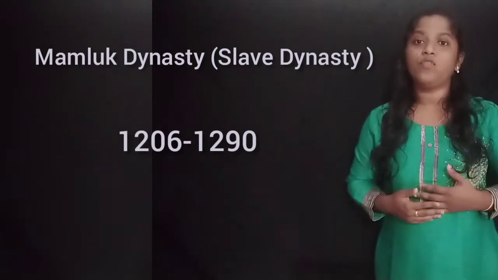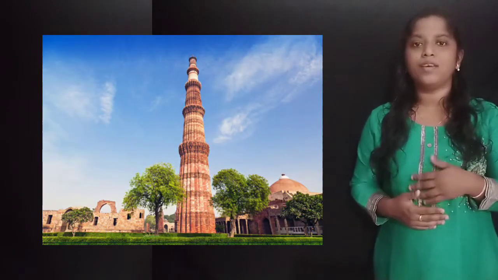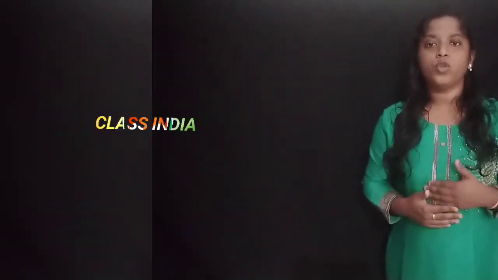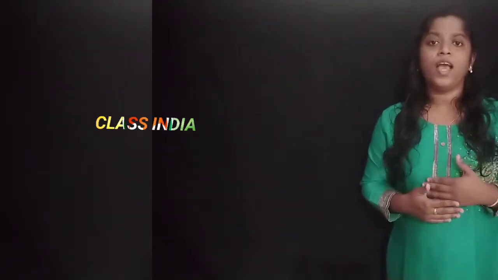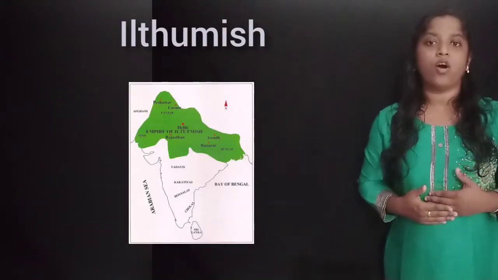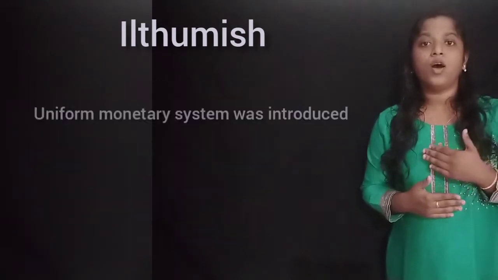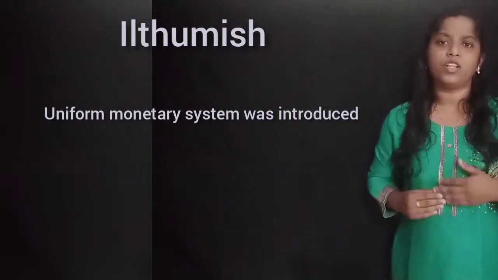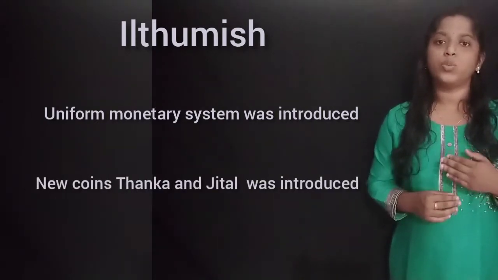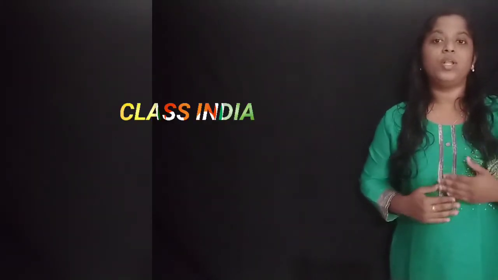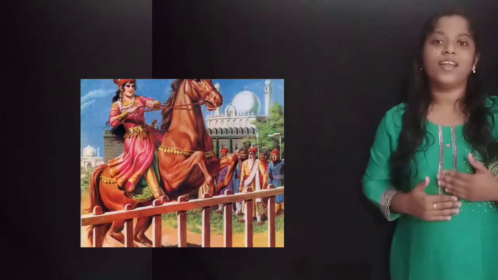During the period of Qutbuddin Aibak, the construction of Qutub Minar started, but it was completed during the period of Iltutmish. After the death of Qutbuddin Aibak in the year 1210, Iltutmish became the next ruler of the Mamluk dynasty. With the aim of expanding his empire, Iltutmish conquered the regions of Multan, Bengal, Lahore, etc. A uniform monetary system was introduced in Delhi during the period of Iltutmish, and the newly introduced coins were Tanka and Jittal.